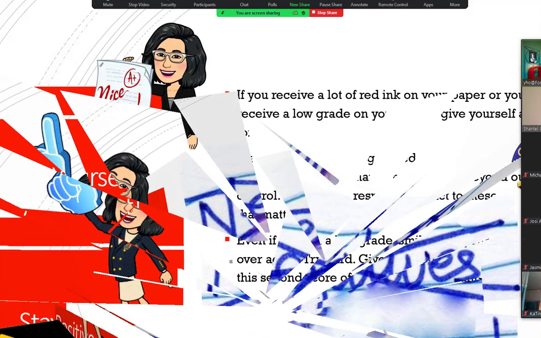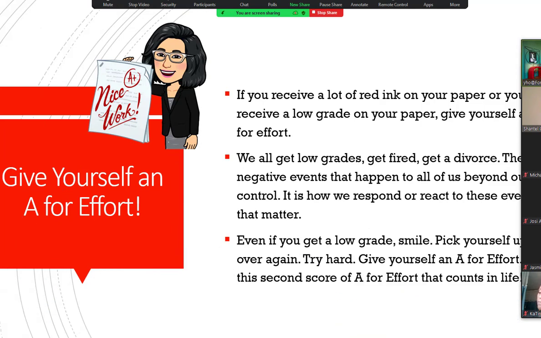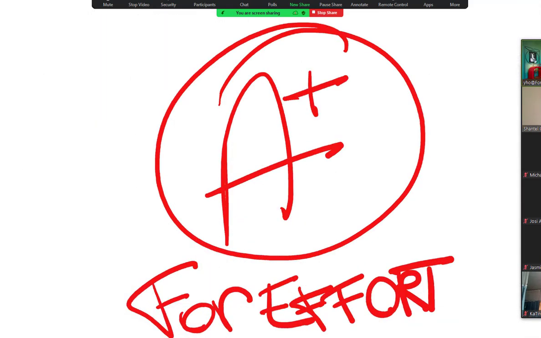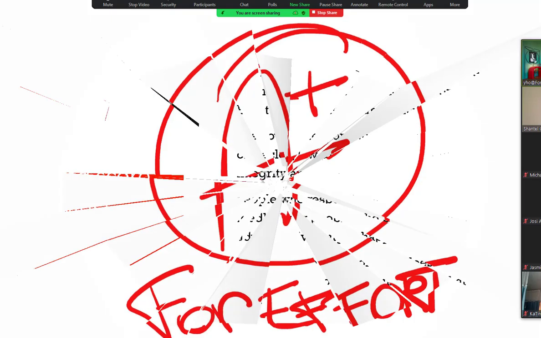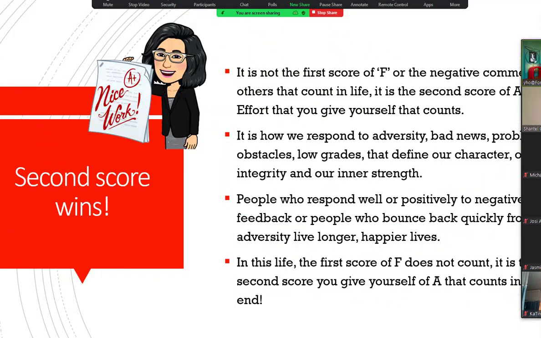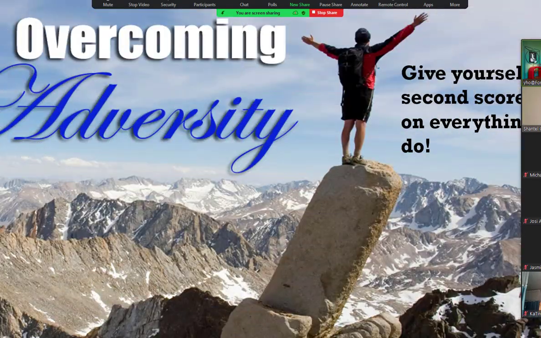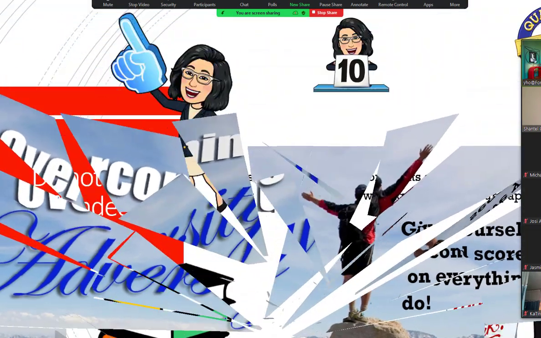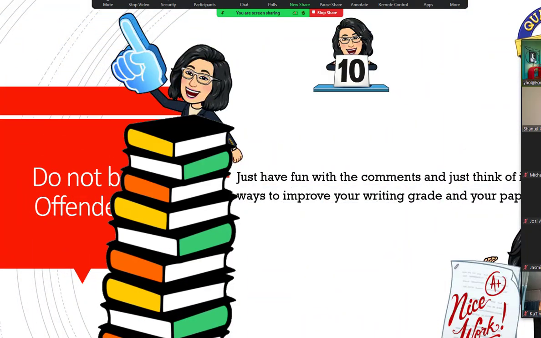So always stay positive, and give yourself an A for effort. Even if you get a low grade, it's how we bounce back from a low grade or from any obstacle that makes us feel better. So pick yourself up and tell yourself, I got an A+ for effort. And so the second score always wins. It's how we overcome adversity that is the measure of our character.